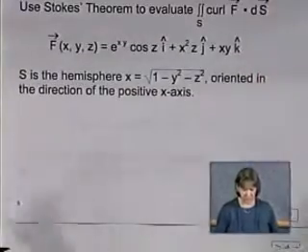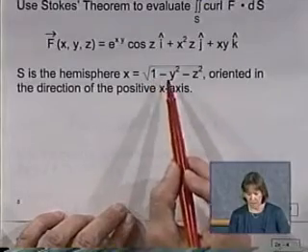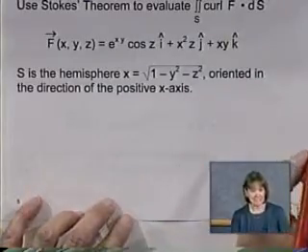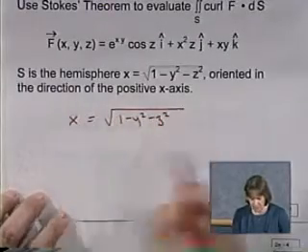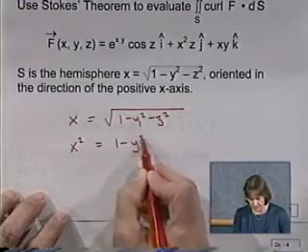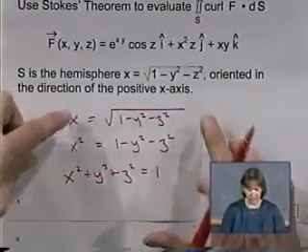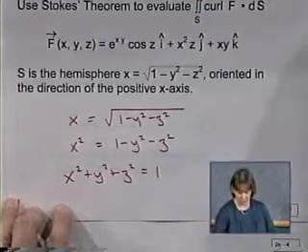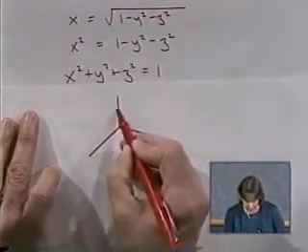So now, what is my surface here? My surface is the hemisphere x equals square root of 1 minus y squared minus z squared, oriented in the direction of the positive x-axis. Now notice, if you take the equation x equals square root of 1 minus y squared minus z squared, and square both sides and add your y squared and your z squared, this is part of the sphere that has center the origin and radius 1. So if I wanted to draw that hemisphere, you're going to have a radius of 1.